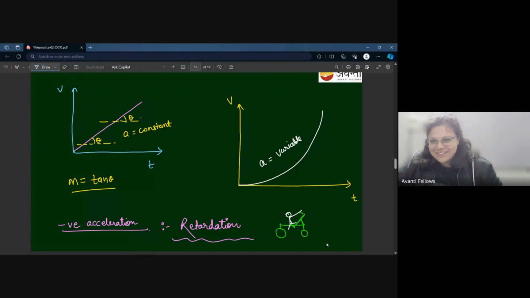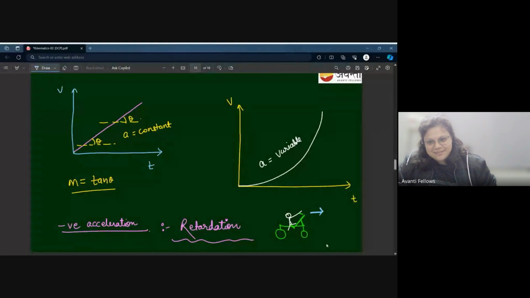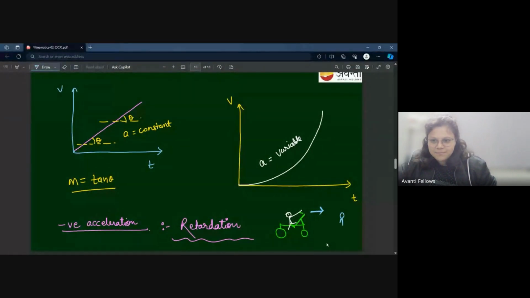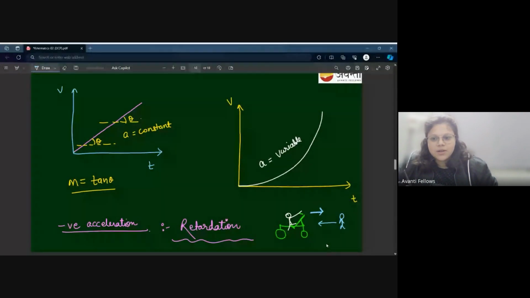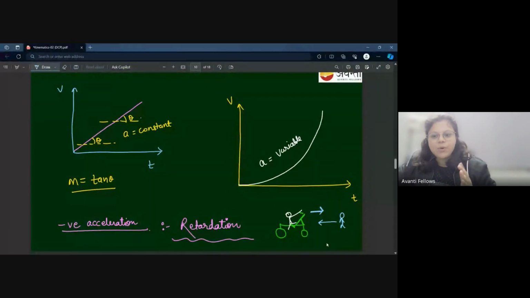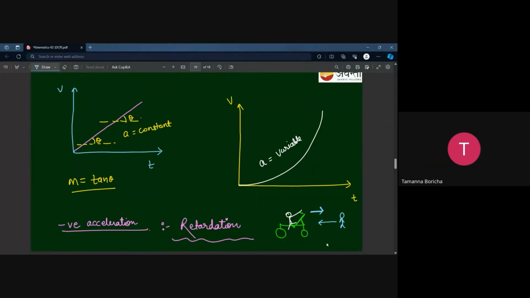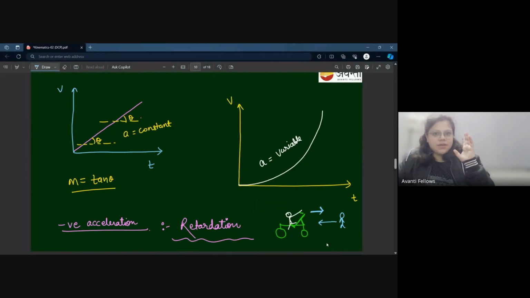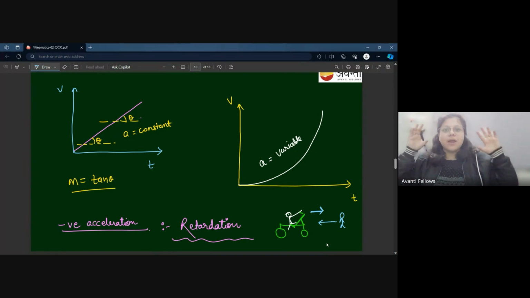See, your bicycle is moving in this direction. But let's say somehow I came and I start pushing you in this direction. I keep pushing you. So at some point of time, you're going to stop, right? This is the example of negative acceleration because I give you the acceleration in the opposite direction of motion. You are moving in positive x and I'm giving you the acceleration in negative x. So basically, I'm trying to stop you.